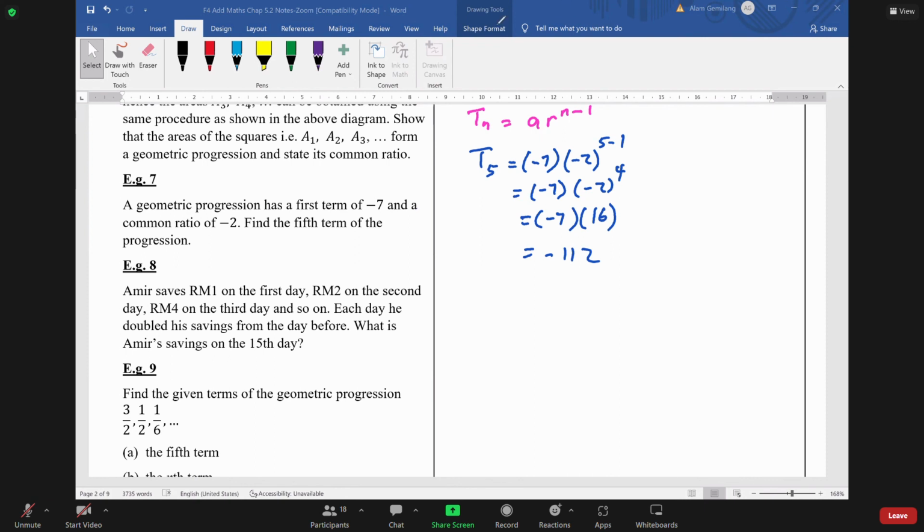Yeah, correct. So you see how powerful it is if you double? It starts from the first day with only 1 ringgit, and after only 15 days, you already save 16,000, right?